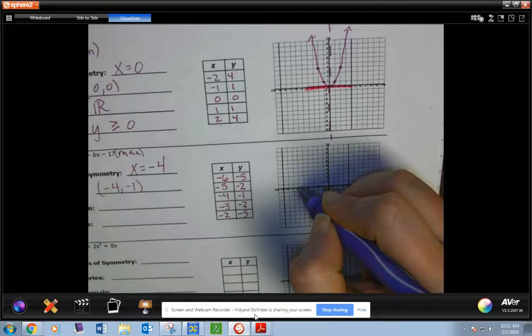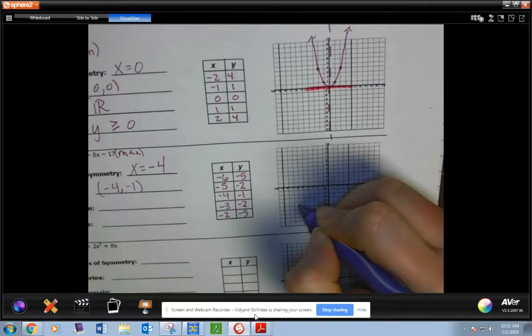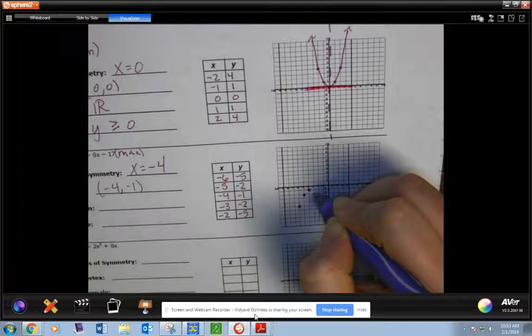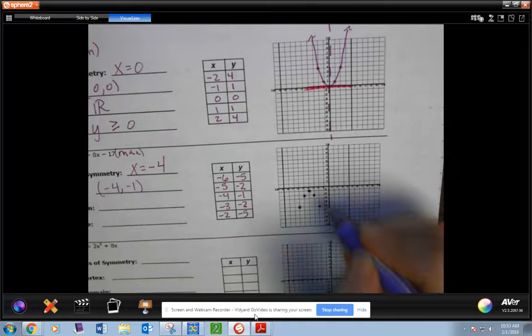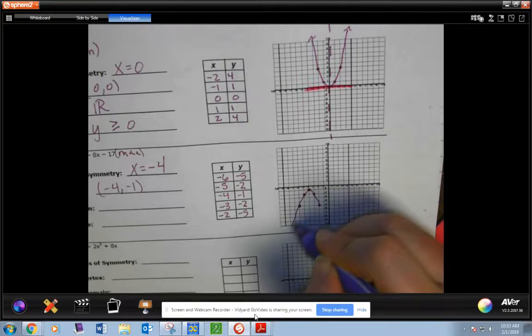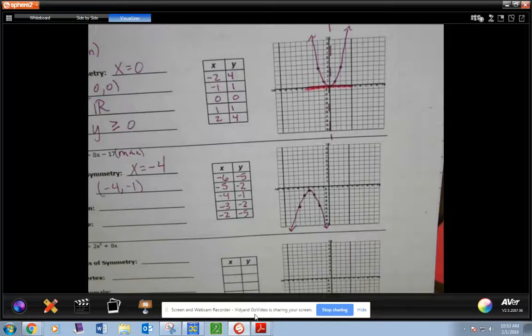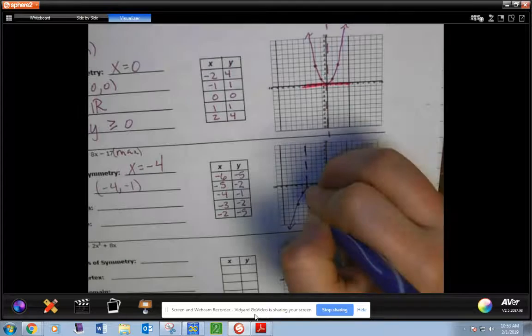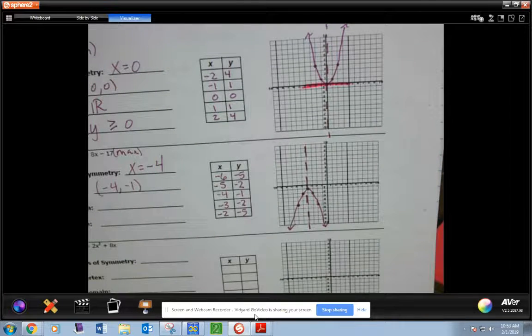-6, -5, -5, -2, -4, -1. Okay, there's my points. Drawing in my parabola. I want to see you draw your axis of symmetry so you don't forget that. There's your axis of symmetry.